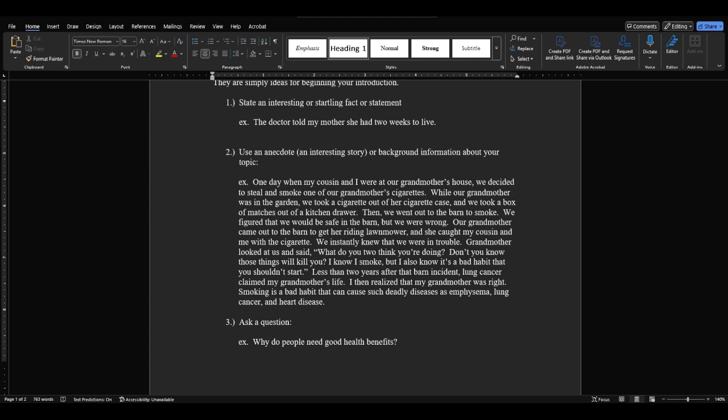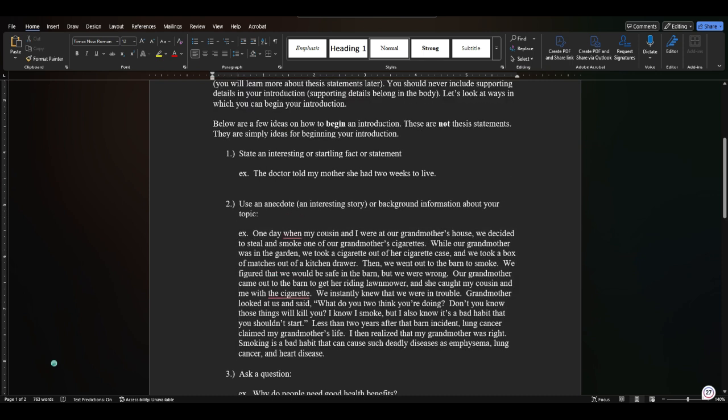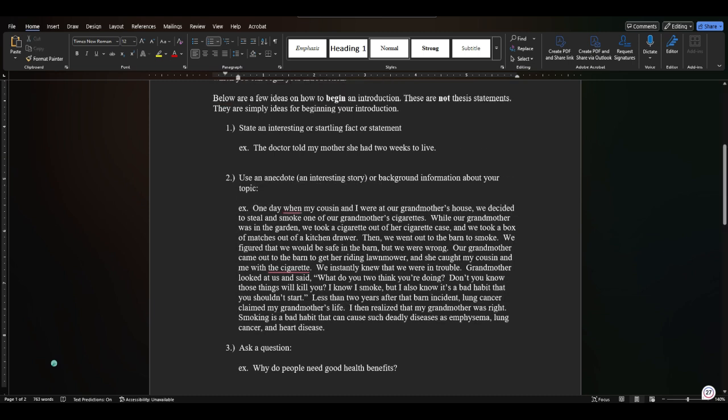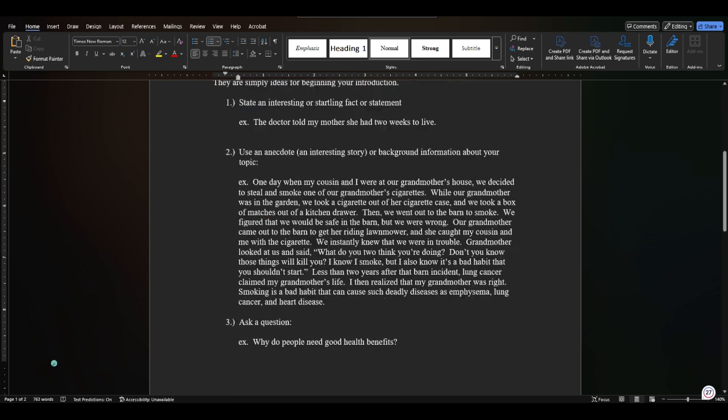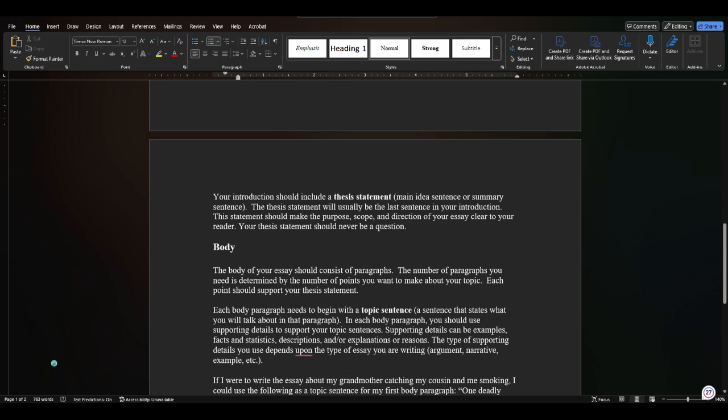Again, these are just three examples of things you can do, and I give you an example of each one, including this really long anecdote. These don't necessarily have thesis statements. This one does, but the other two don't. But you should have a thesis statement in your introduction. The thesis statement will be the last sentence in your introduction. And again, we'll talk about thesis statements later.